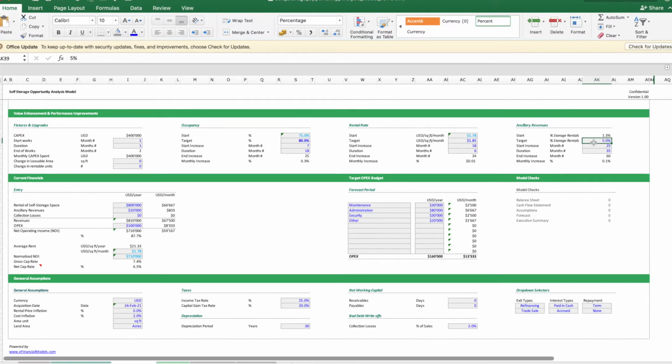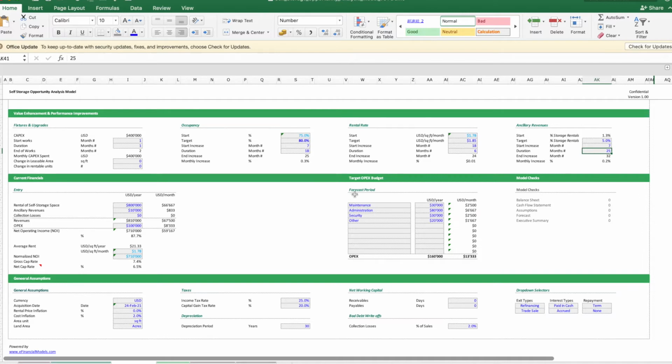So if there's an opportunity to increase that percentage, we can enter it here. We can also say when this will be realized. Maybe this can be done a bit earlier. And also the 5% stabilization can be achieved quite a while earlier. So we can also model that.